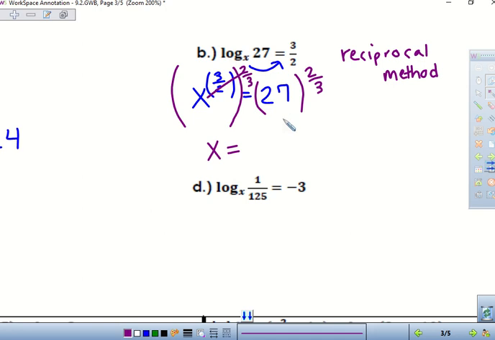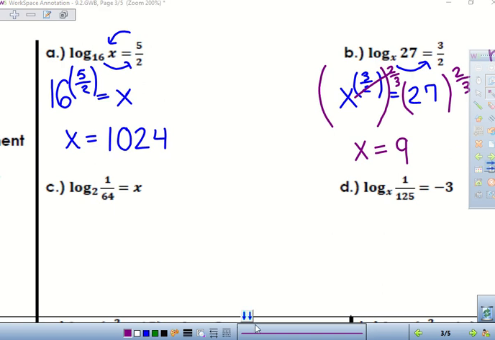Now to do this in the calculator, you do 27, then caret, parenthesis, 3 divided by 2, close the parenthesis, and you should get 9 as your answer. You can verify this by doing 9 to the 3/2 power, and it should come out to be 27. So you can always verify your work to make sure it works. That's what's really cool about this section. Everything can be verified.